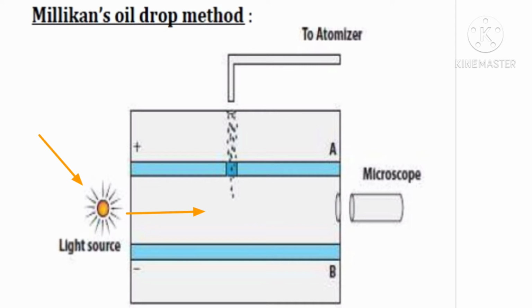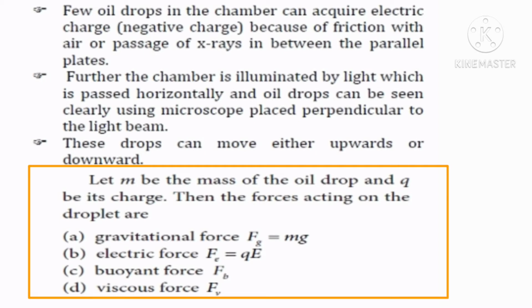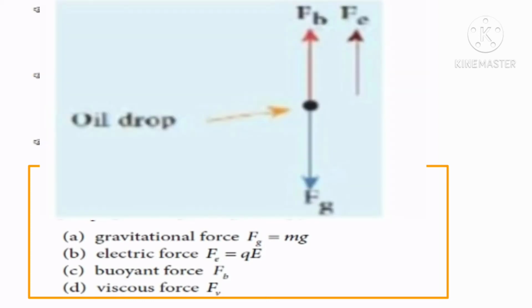Further, the chamber is illuminated by light which is passed horizontally, and the oil drops can be seen clearly using a microscope placed perpendicular to the light beam. These drops can move either upwards or downwards. Let m be the mass of the oil drop and q be its charge. Then the forces acting on the droplet are the gravitational force Fg, which is equal to m g, the electric force Fe, which is equal to q E, the buoyant force Fb, and the viscous force Fv.